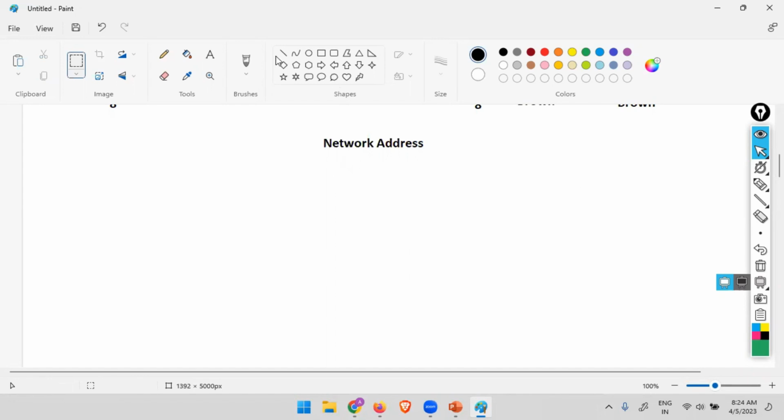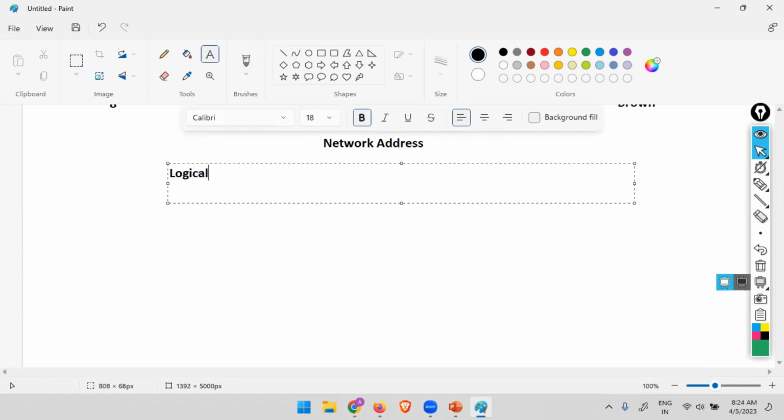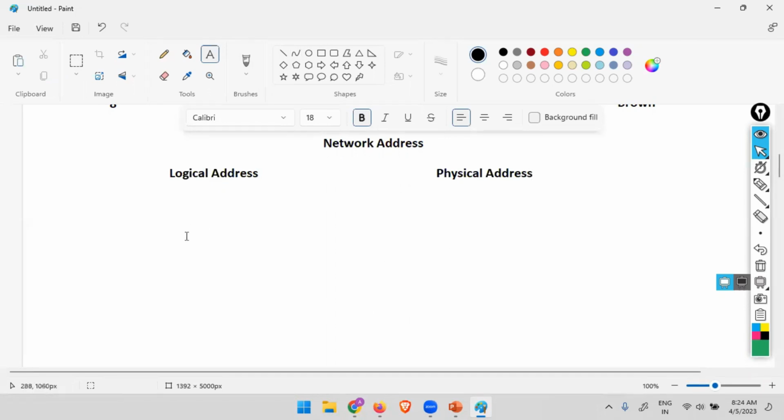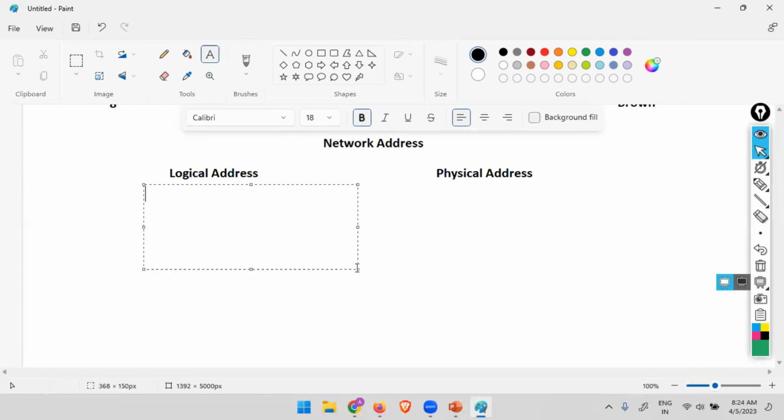Now these addresses we classified into two categories, right? One was the logical address, and the second was the physical address. So logical addresses are not hard coded on your device. Not hard coded means we can also say they are not fixed. And when we say not fixed, that means they can be changed.